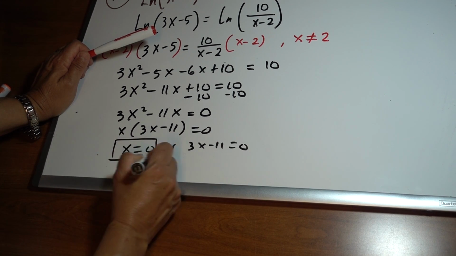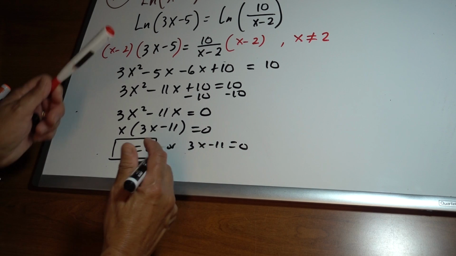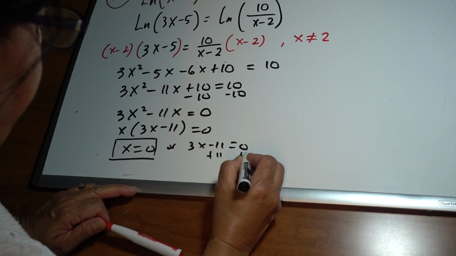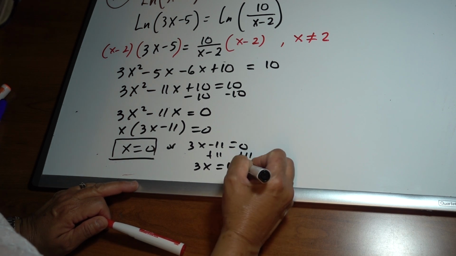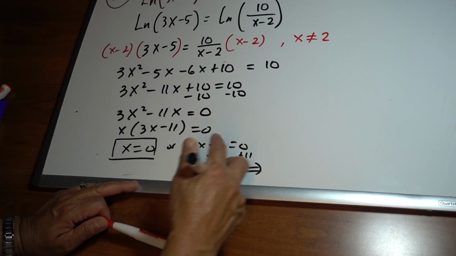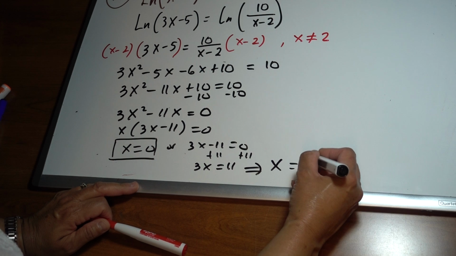So one is x equals 0. The other one, we add 11 to both sides. You have 3x equals 11. So x is divided by 3. X is equal to 11 thirds.